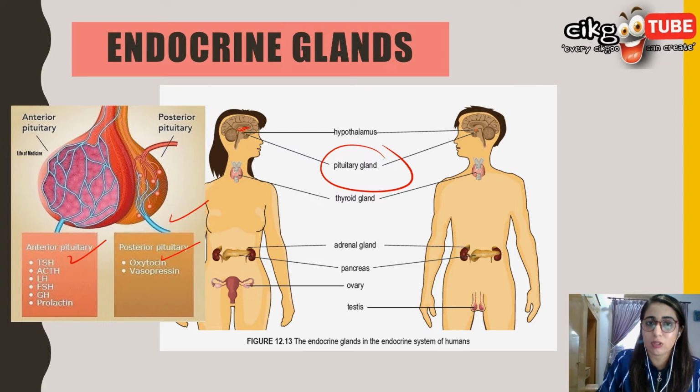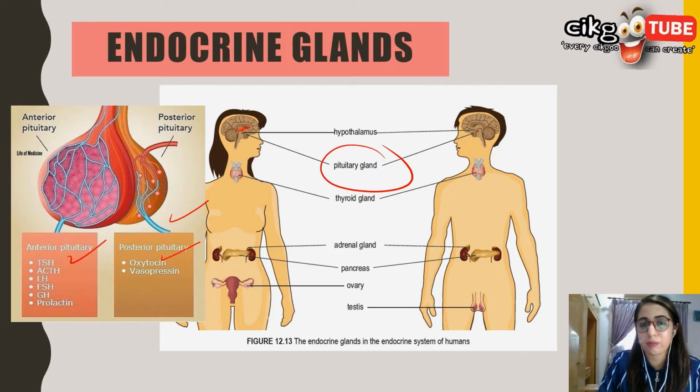Trophic and non-trophic. And the posterior pituitary gland is not a true gland. It secretes oxytocin and also vasopressin. But they all come from the pituitary gland.